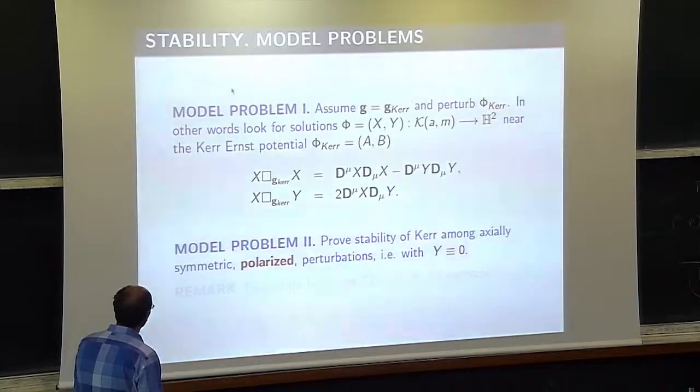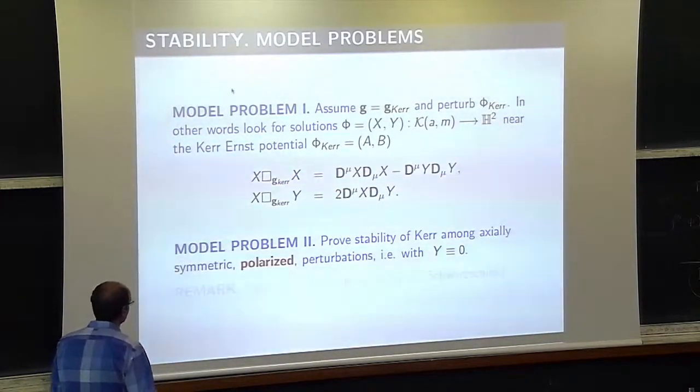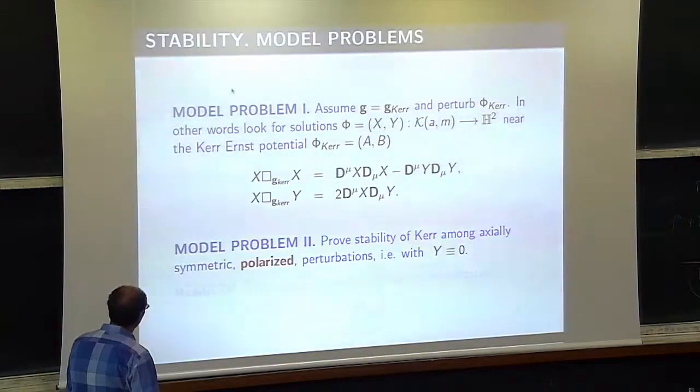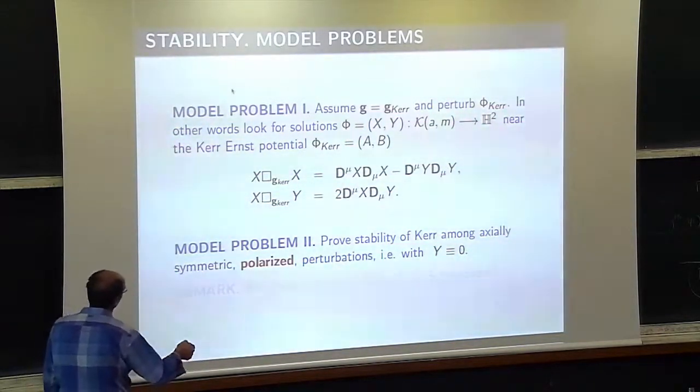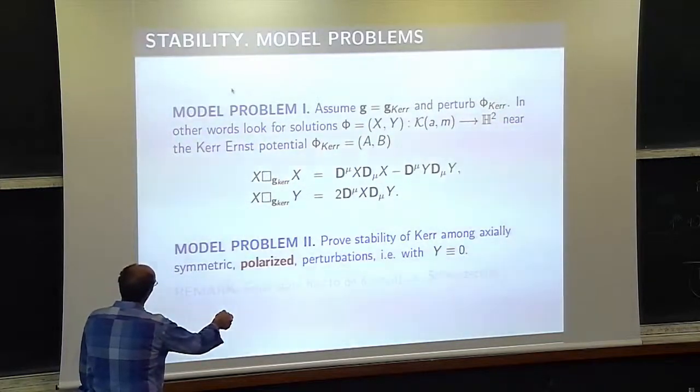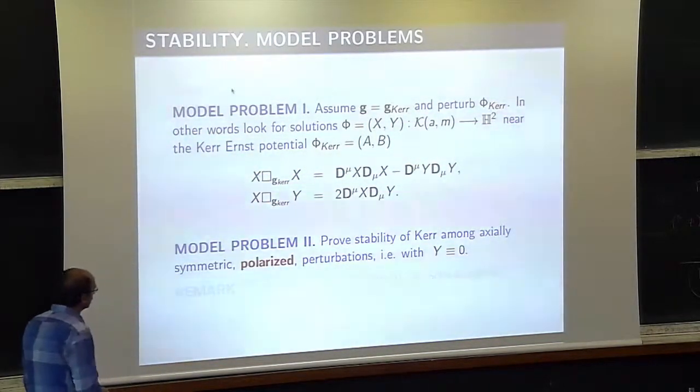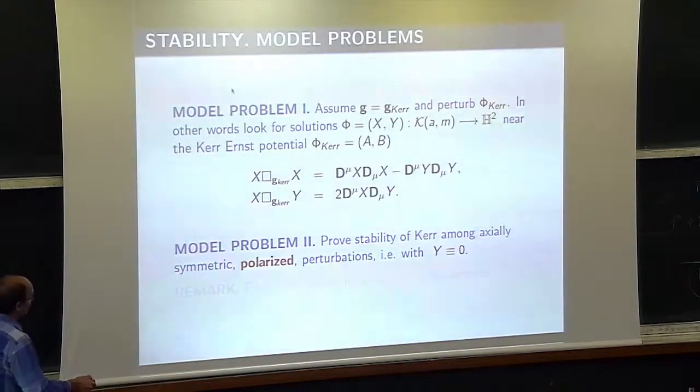Model problem number 2: you would like to prove stability of Kerr among axially symmetric and polarized perturbations. What that means is that you look at the system, actually where you don't do this linearization. So you look at the full nonlinear equation, but you observe immediately that if you take y equals 0, this will be preserved.